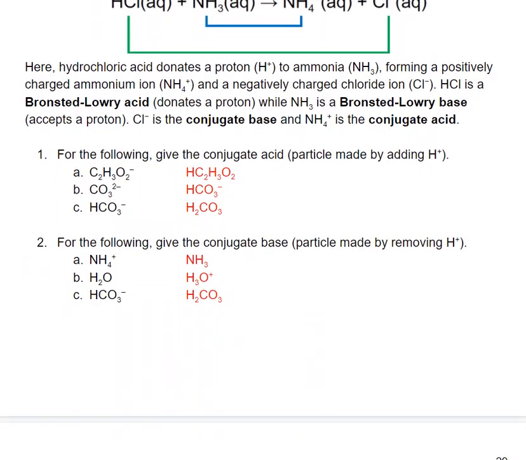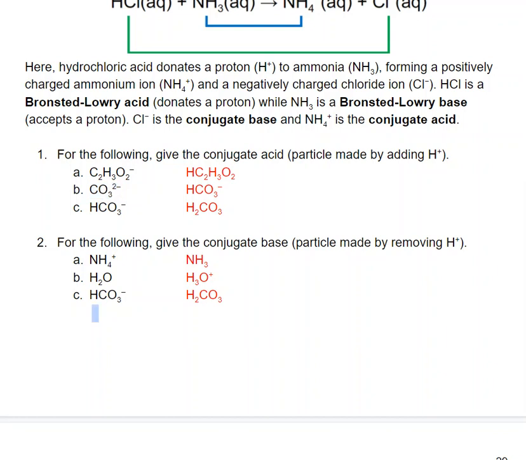For the following, give the conjugate acid or the conjugate base. The conjugate acid is what we get by adding H+. Make sure that you take into account you are looking at a charged species, H+, so you need to pay attention to charges. Also notice that something like carbonic acid can actually give up 2 hydrogens, so it could be in this form or in this form, meaning that this molecule is able to act as either an acid or a base, depending on whether it's protonated or deprotonated.